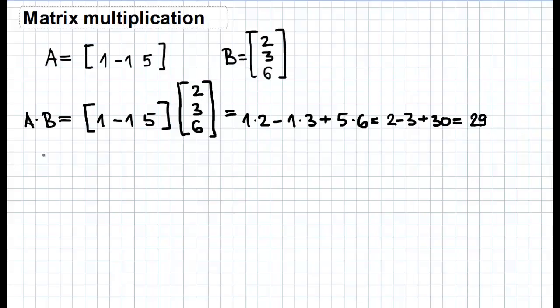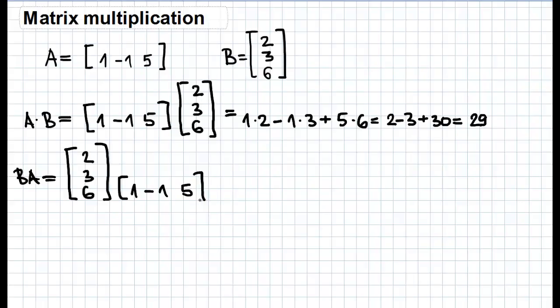Now let's multiply B times A, and let's see what we are going to get. First let's write matrix B, 2, 3, 6 times 1, minus 1, and 5. Now matrix B has order 3 by 1, while matrix A has order 1 by 3. Now the resulting matrix will have order 3 by 3. So let's calculate.